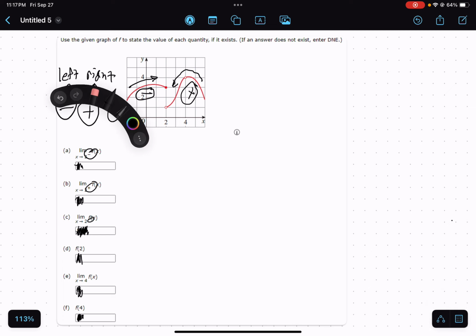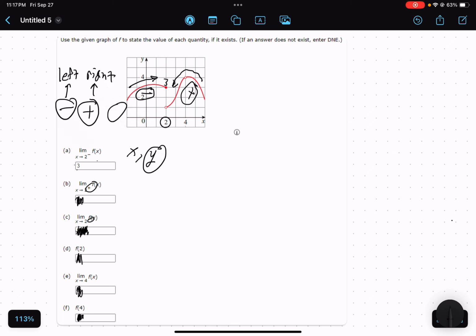So in this question, it's asking us what is the limit when x approaches 2 from the left, and the answer is 3. The reason why the answer is 3 is because 2, which is the x over here, is being approached from the left, and on the y-axis that equals 3. Whenever it's asking you this question, just answer the y. When it asks you this question, it's literally just asking you what's x, what's y, and it already gives you x. It's 2 from the left.